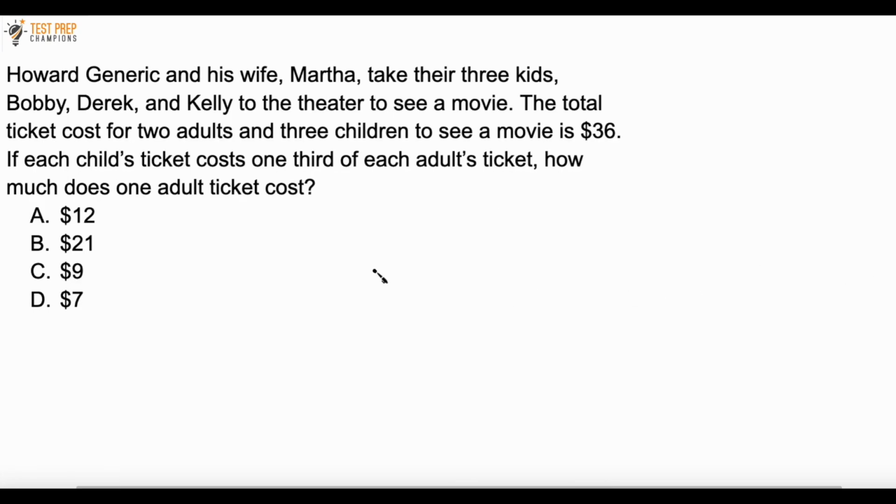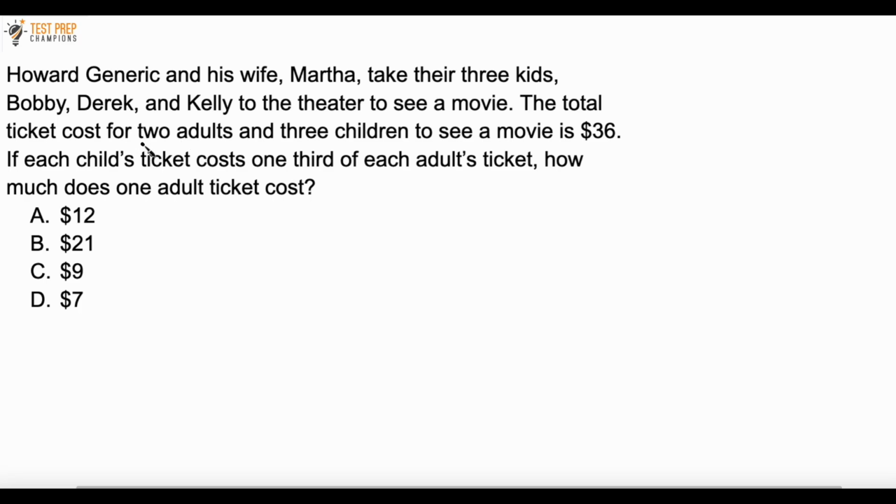Howard Generick and his wife Martha take their 3 kids, Bobby, Derek, and Kelly, to the theater to see a movie. The total ticket cost for 2 adults and 3 children to see a movie is $36. If each child's ticket costs 1/3 of each adult's ticket, how much does one adult ticket cost? So let me give you a chance now if you'd like to pause the video, try to figure this out, take all the time you need, and then whenever you're ready, we'll go over it.